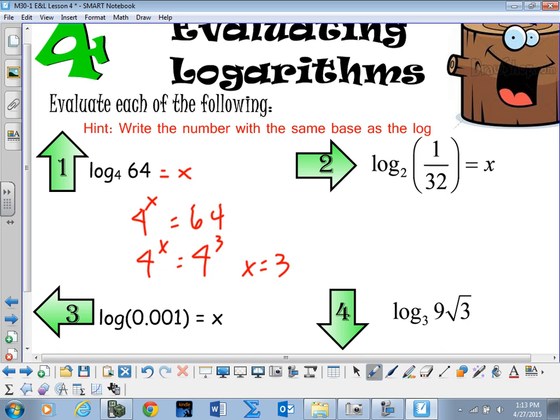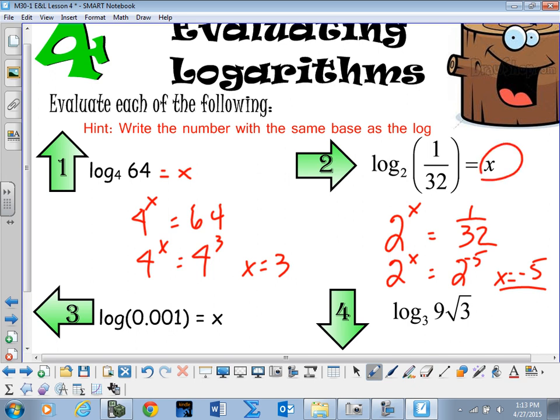And the exponent then is 3. Let's look at this one. 2 to the power of something is equal to this. Well, again, I can write 32 as a power of 2. 32 is 2 to the 5. Just checking. And that means that 1 over 2 to the 5 is the same as 2 to the negative 5. So x equals negative 5. X is the exponent. That's what we're looking for. The log expression represents the exponent.